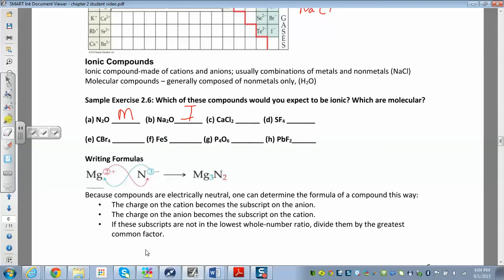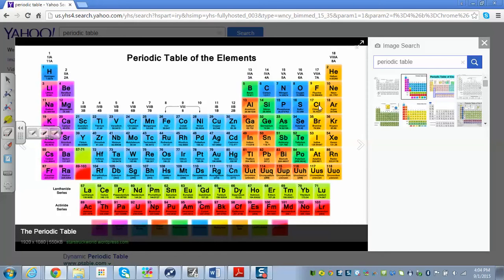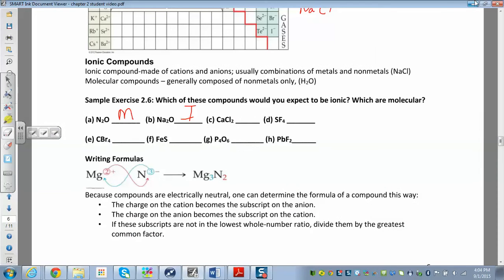So calcium chloride, I'm going to assume that you paused already. Calcium is a metal, chlorine is a nonmetal. So calcium chloride here is going to be ionic because it's a metal and a nonmetal. Sulfur is a nonmetal. Fluorine is a nonmetal. So these are both nonmetals, so that's molecular.